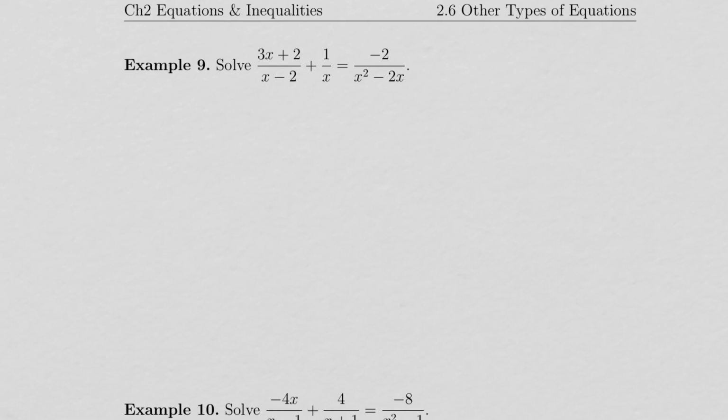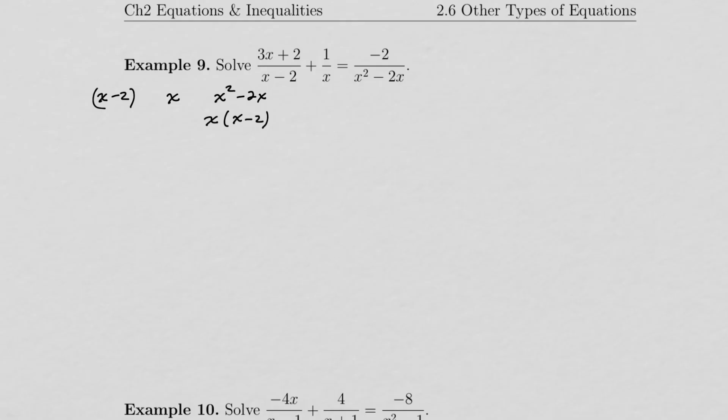Well, what is the LCD? Well, if I look at all the denominators, I have x minus 2 is one factor. I have an x, and then I have an x squared minus 2x. But this last one can be factored into x times x minus 2.